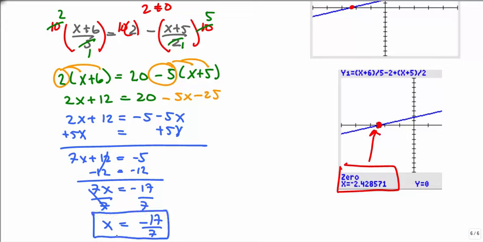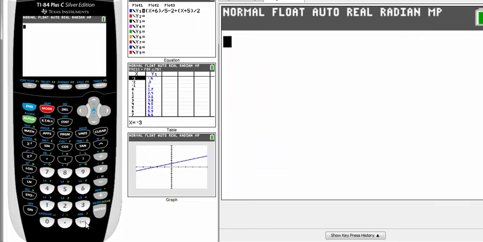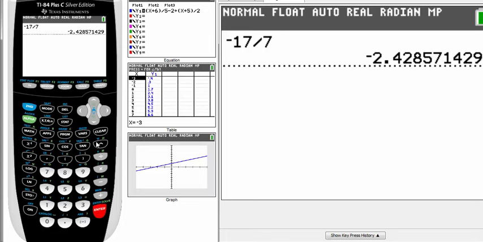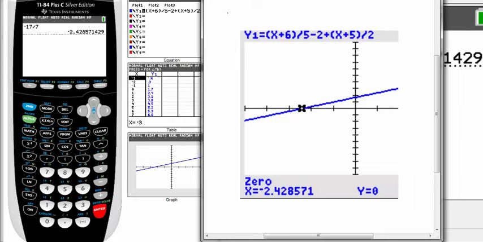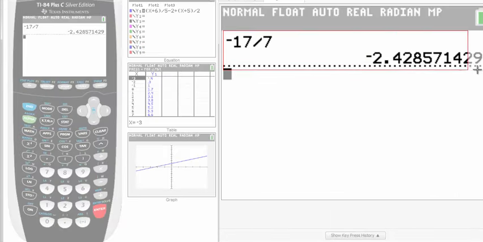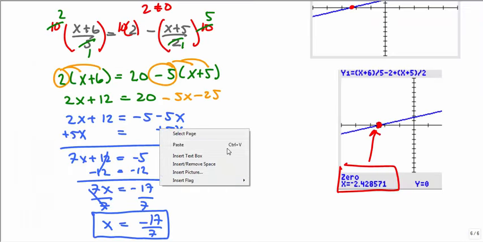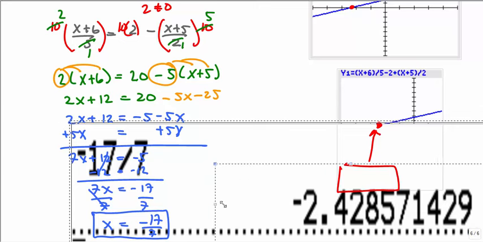But we need to figure out if negative 17 over 7 matches what we got for a solution. So let's go ahead and jump back into our calculator. Let's do second quit to get back to our home screen. And let's take negative 17 divided by 7. And that number looks very familiar. That is our solution that we just double checked with our graph to see where we crossed. And so this is a way for me to verify our answer.